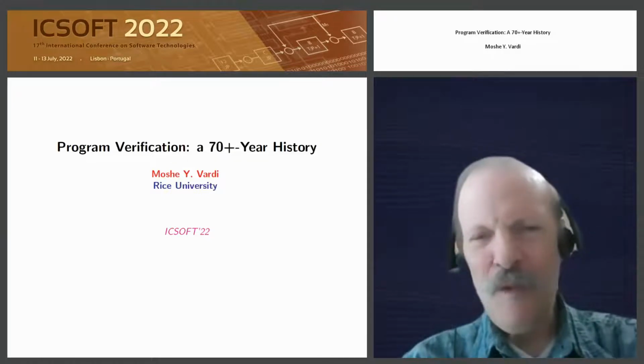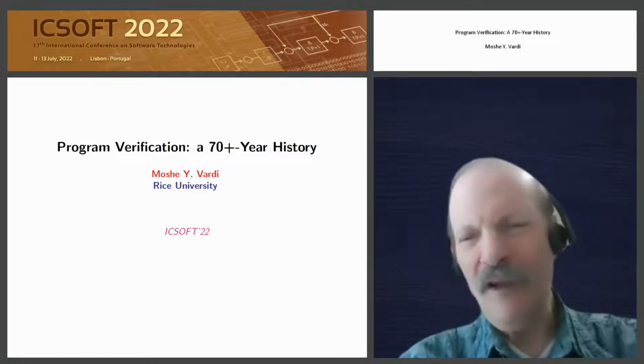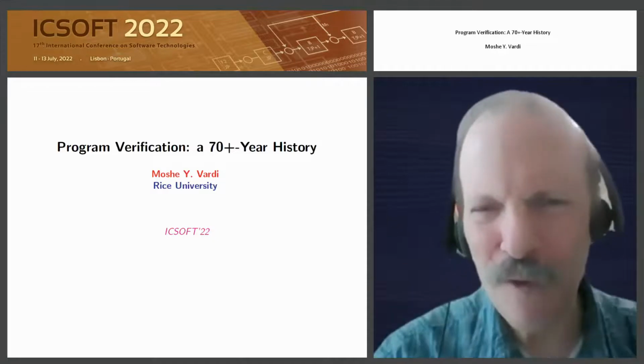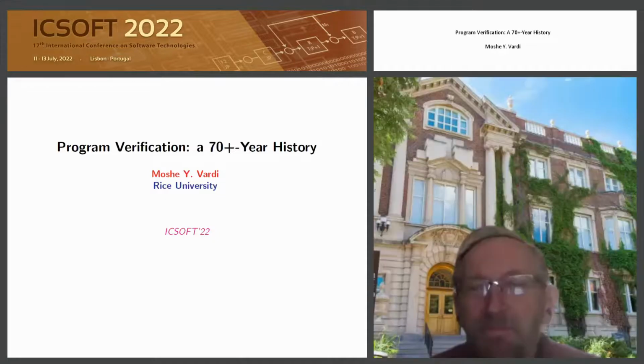Lisbon has a very special place in my heart. It was my first trip out of Israel many years ago. My first city was Lisbon. So I have fond memories from a visit a very long time ago.